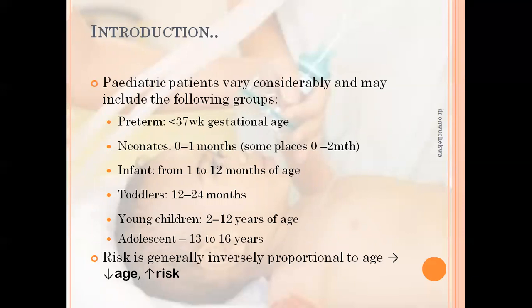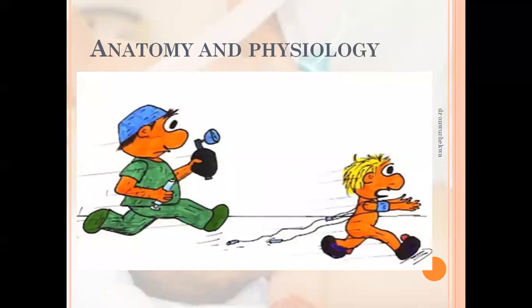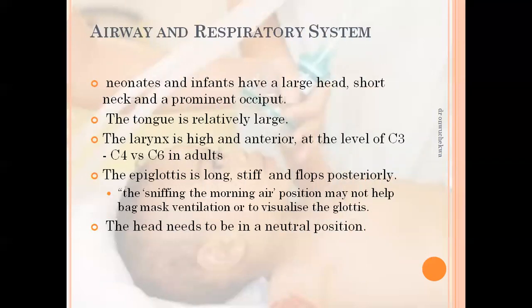It's pertinent to note that the risk in general anesthesia is inversely proportional to age, meaning that the lower the age of these patients, the higher the risk involved in administering anesthesia to them. For the sake of our discussion, we are going to lay more emphasis on the infant and the neonatal age group. Now, anatomy and basic physiology.